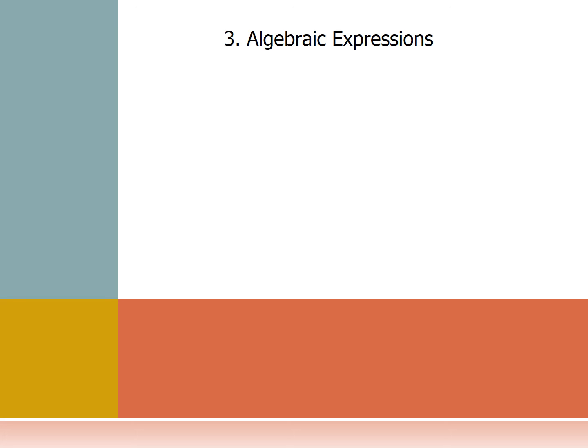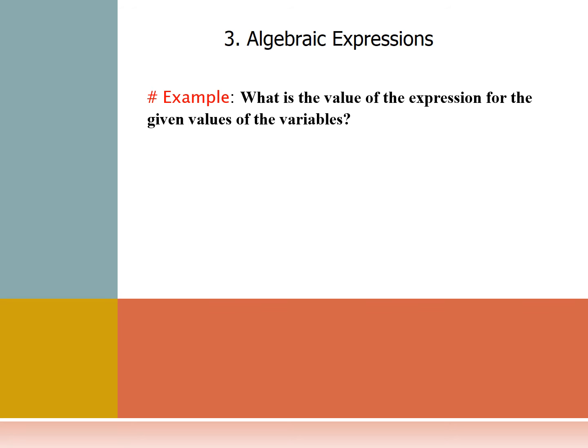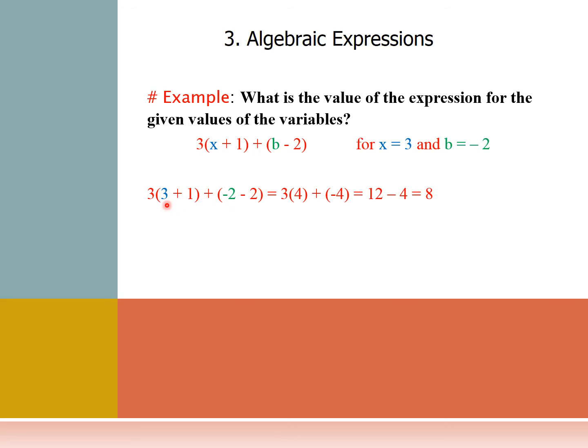Expressions. What is the value of the expression for the given values of the variables? Here we have the expression 3 times (x plus 1) plus (b minus 2), when x is equal to 3 and b is equal to negative 2. Find the value of this expression. You can substitute the values of x and b in the expression, then complete the operations. First step, substitute the value of x.